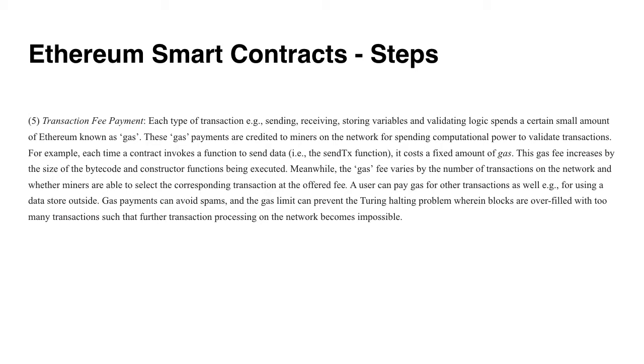So this gas fee increases with the set of bytecode and the constructor functions being executed. Meanwhile, the gas fee varies by the number of transactions in the network, and whether miners are able to select the corresponding transactions at the offered fee. A user can pay gas for other transactions as well, for example, for using data stored outside. Gas payments can avoid spam, and gas limits can prevent the Turing halting problem, wherein blocks are overfilled with too many transactions such that further transaction processing on the network becomes impossible. Okay.